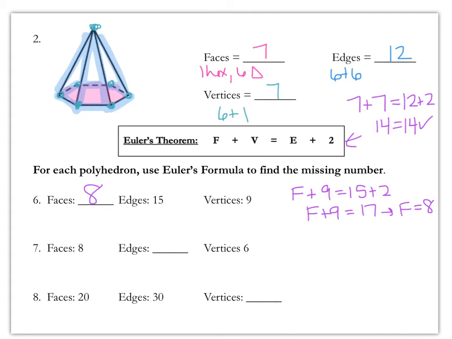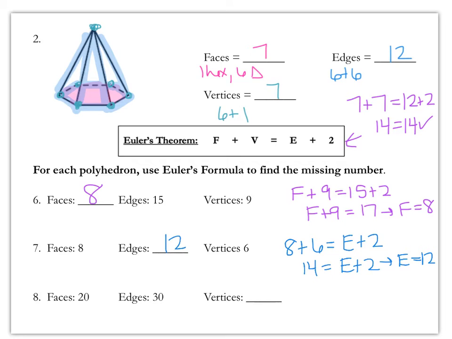Alright, looking at number 7, we're just going to fill into the formula again. This time we know the faces. So it's 8 plus vertices is 6. Has to equal edges, which we don't know, e plus 2. And then we're going to solve this. That's 14 equals e plus 2. And if I subtract, that tells me e has to equal 12. So there would be 12 edges.